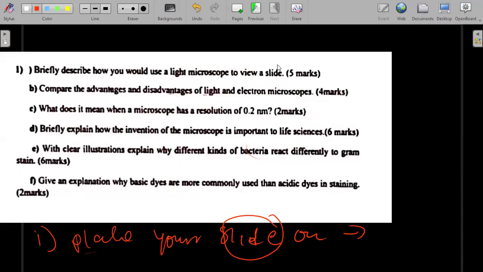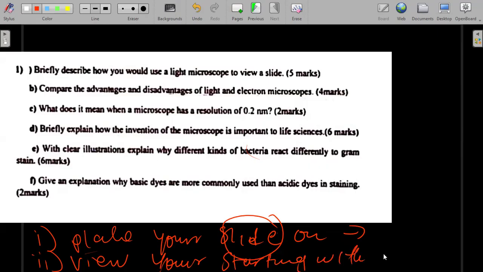So you start viewing your slide, isn't it? Your specimen. Okay. So you start with the low power. So you view your specimen starting at the low power. Okay. So it can be low power. You start with times 4. We are talking about the magnification here.